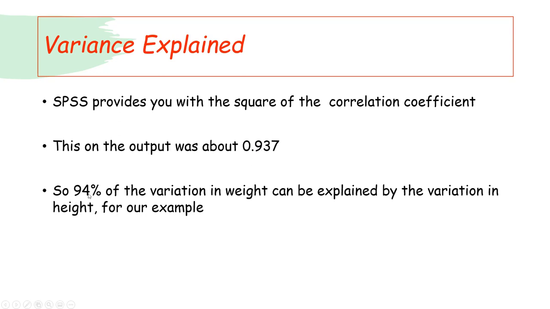So we can say 94% of the variation in weight can be explained by the variation in height, for example. So you can make an exact description in terms of how much variation in one variable accounts for another variable simply by using your adjusted R squared.